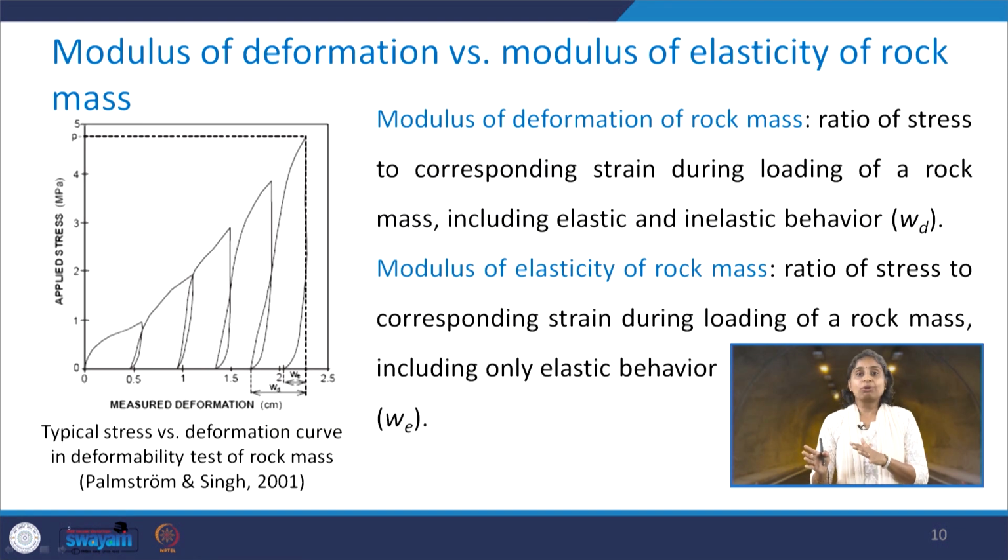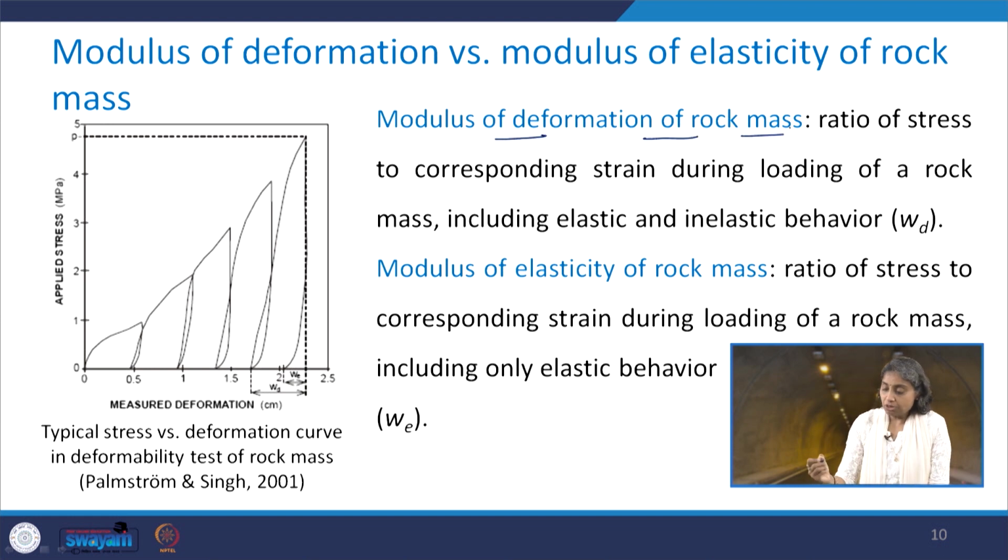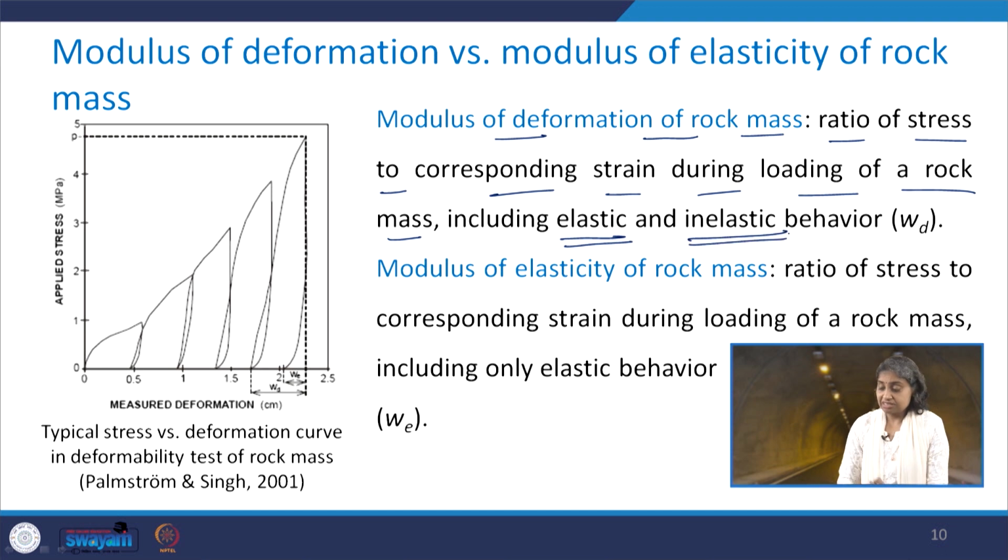Now, before I go for the field tests for the determination of modulus of deformation, once again let us discuss the difference between modulus of deformation and modulus of elasticity of rock mass. In some of the earlier lectures we have already discussed this, but let us do this again. The modulus of deformation of the rock mass is defined as the ratio of stress to corresponding strain during loading of a rock mass, including elastic and inelastic behavior.